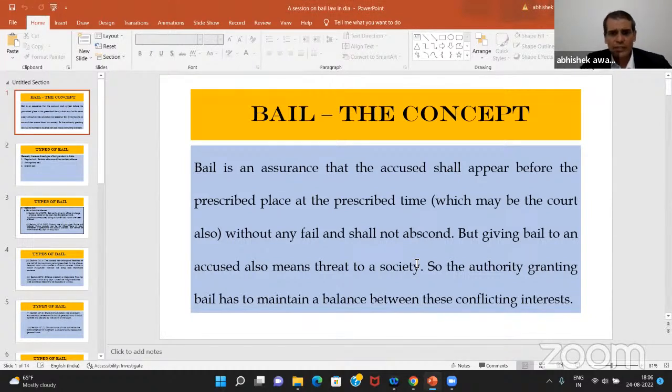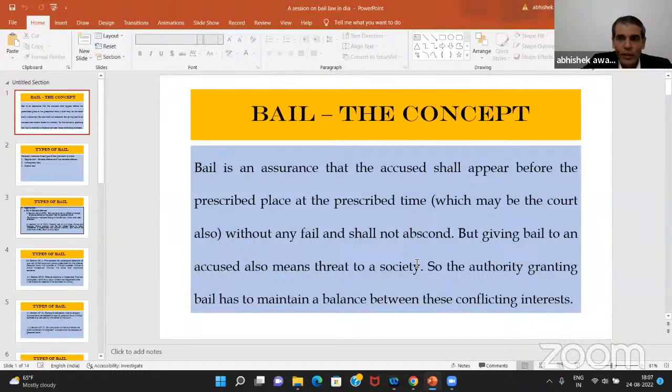Now, as you can see on the screen, the concept of bail. What is the concept of bail? Bail is generally an assurance that the accused shall appear at the prescribed place at the prescribed time, which may be the court or some other authority, without any fail and shall not abscond. Giving bail to an accused may also mean a threat to society. So the authority granting bail has to maintain a balance between these conflicting interests.